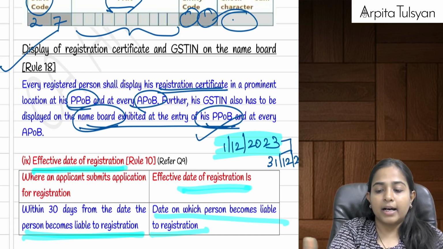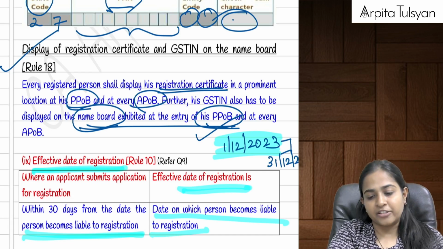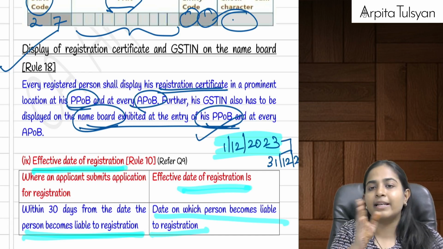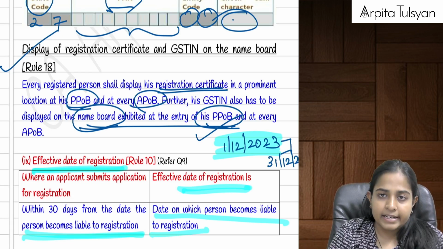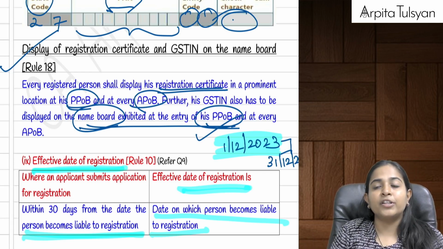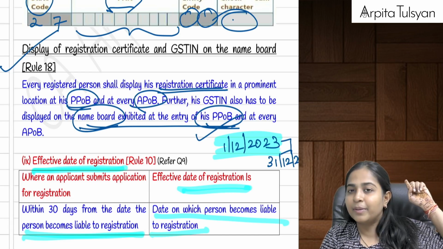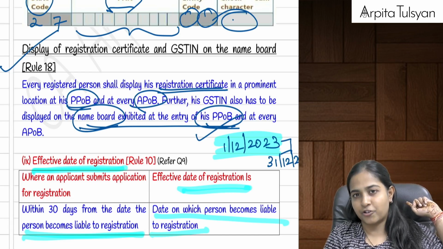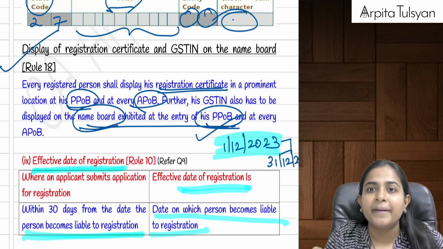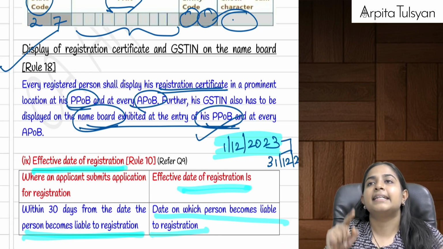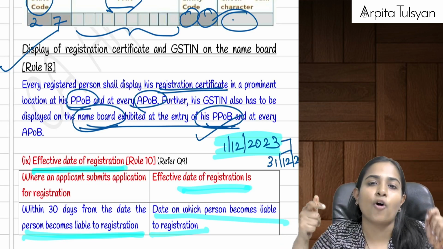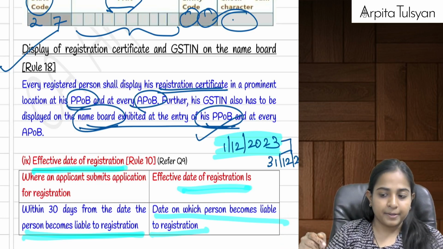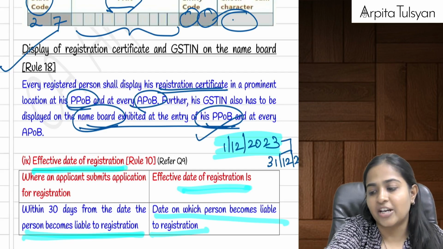Now another point was effective date of registration. Now suppose I was required to go and make an application for registration within a time period of 30 days. Right, if I go within a time period of 30 days, my effective date of registration will be the date when I became liable for registration. If I went beyond the period of 30 days, then in that case GST registration will be valid from the date of actual grant of registration certificate. We have discussed this in the earlier chapters also.